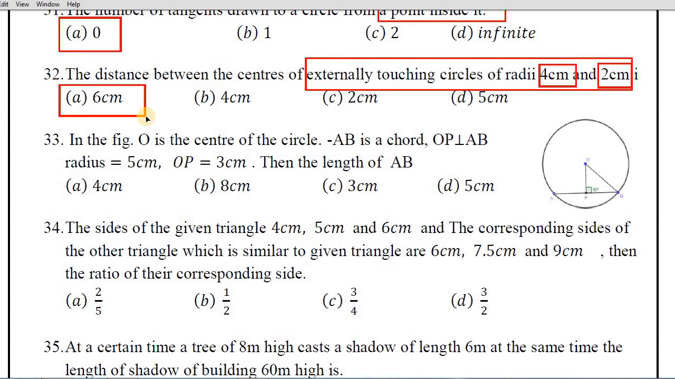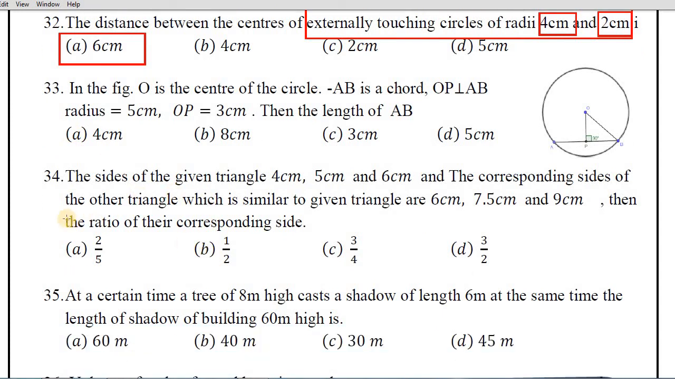That is right. So here I wanted to convey one more thing. Here circles are touching externally, hence we have added radii. In case circles are touching internally, you want to subtract the radii. So in that case you subtract 4 minus 2, so you'll get 2. So for this question the right answer is option A, 6 cm.